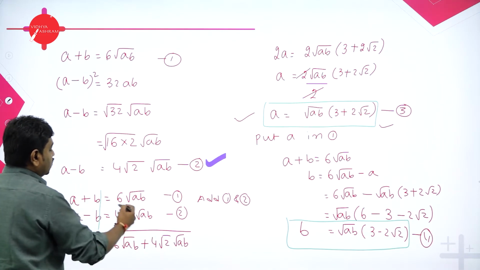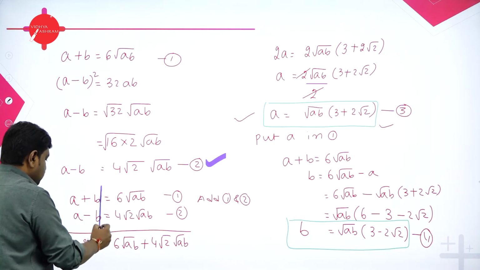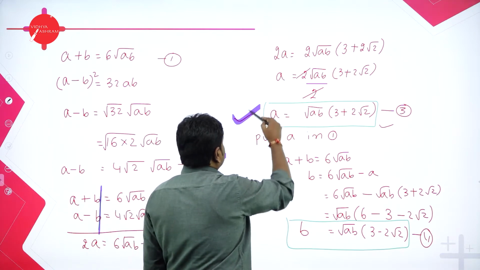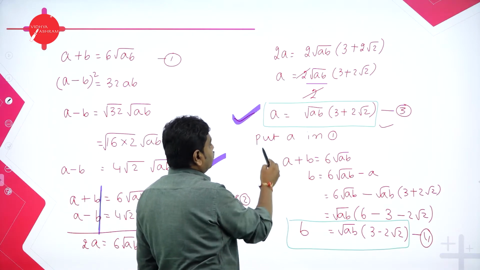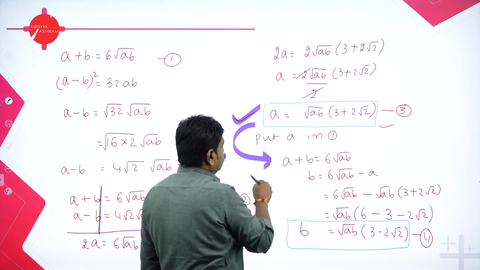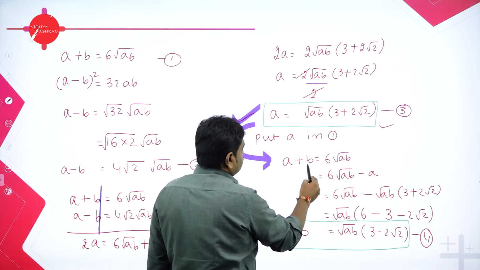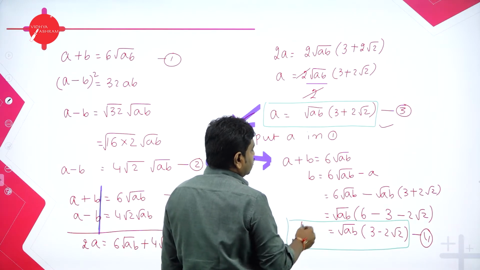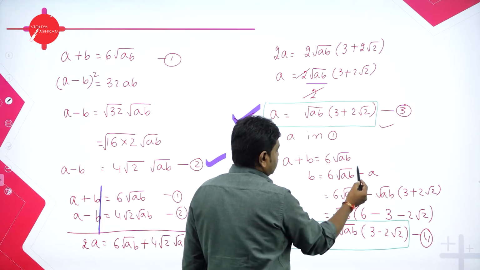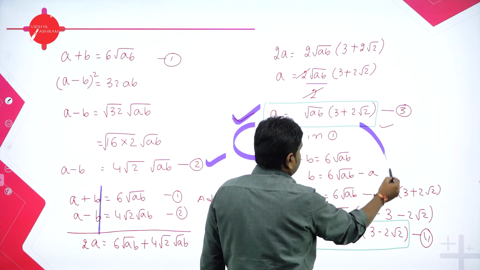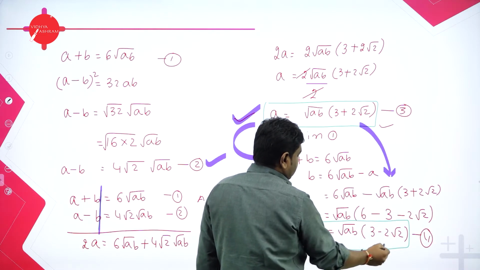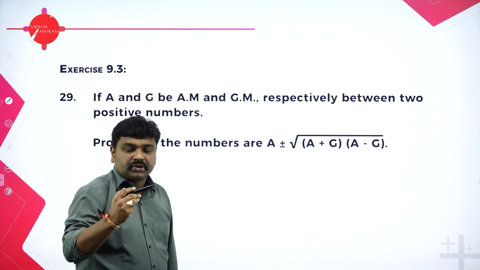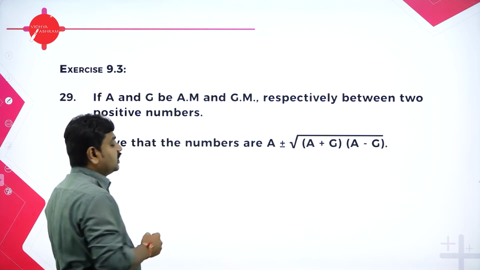Add 1 and 2 so that B cancels. After you cancel B, you will get A value. This is the key. Once you get A, put the value of A in equation 1, A plus B is 6 root AB. In the place of A, substitute the value of A. You transfer that side, minus A, and with the value of A substituted here, you will get the value of B. After you get A and B, take the ratio. Hence the proof. We will go ahead with the problem 29 of your textbook.